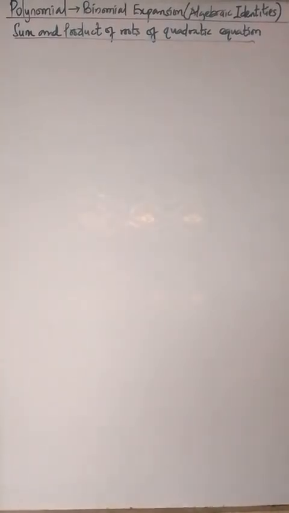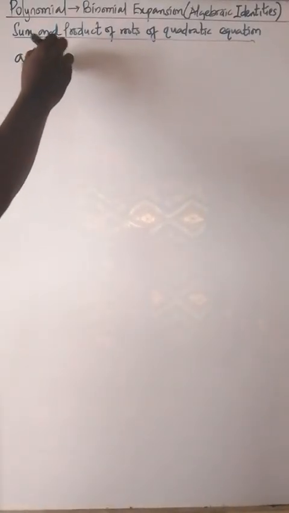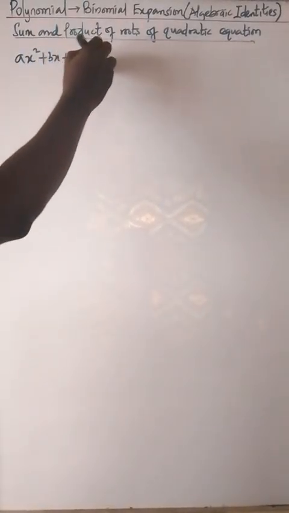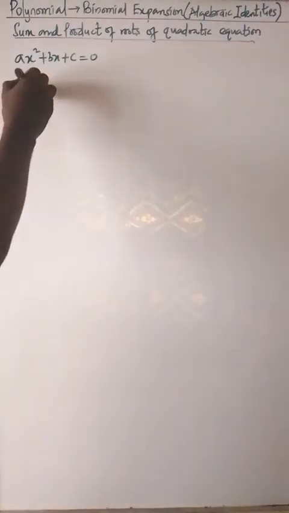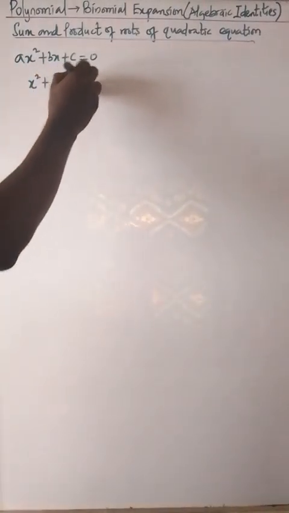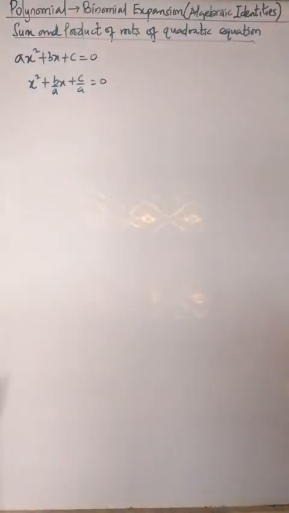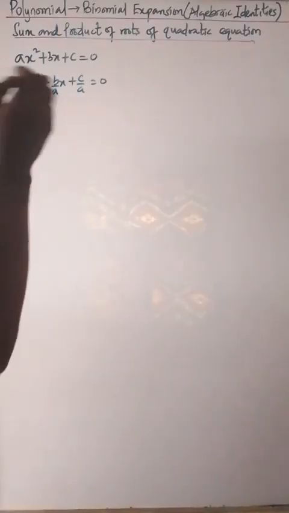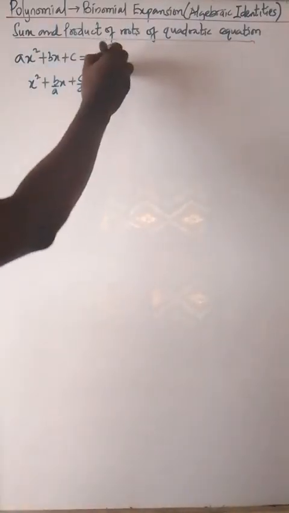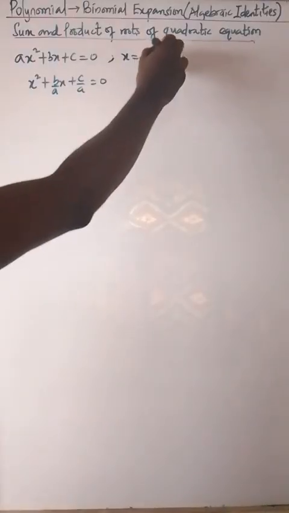So recall, every quadratic equation of the form ax squared plus bx plus c equals 0 can also be expressed as x squared plus b over a x plus c over a equals 0 if we divide through by a. Then, recall, after solving this equation, we are going to get two values of x. The first value is called alpha, and the second is called beta.